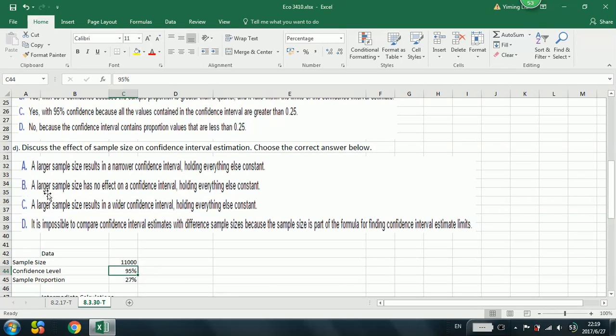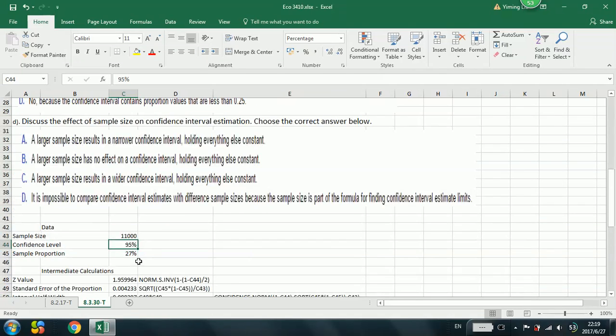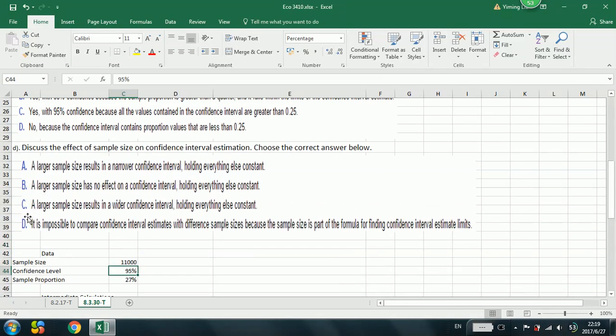For choice B, a larger sample size has no effect on the confidence interval, holding everything else constant. Since we do have a change here, choice B is not correct. For choice C, a larger sample size results in a wider confidence interval, holding everything else constant, which is just the opposite of A, so C is not correct. For choice D, it is impossible to compare confidence interval estimates with different sample sizes because the sample size is part of the formula for finding confidence interval estimate limits. This is not correct. And that is the end for this part.